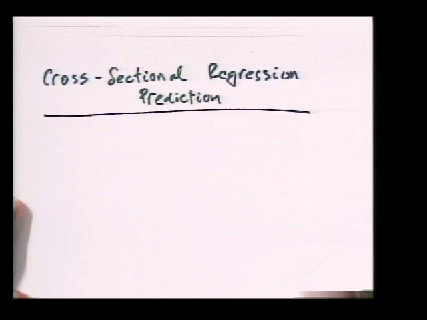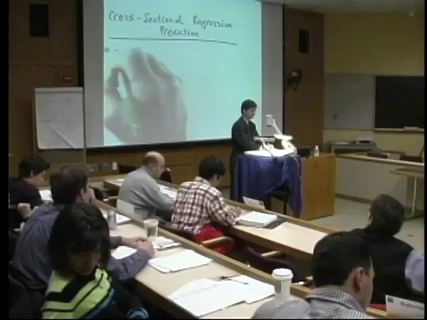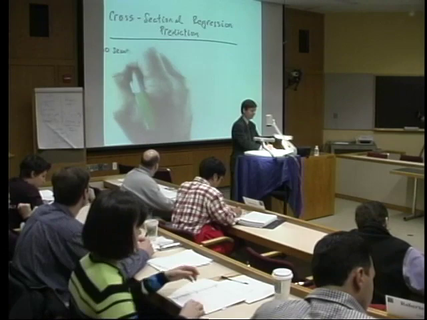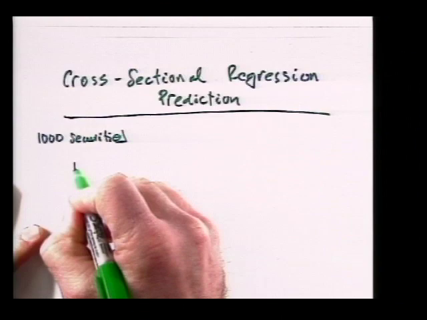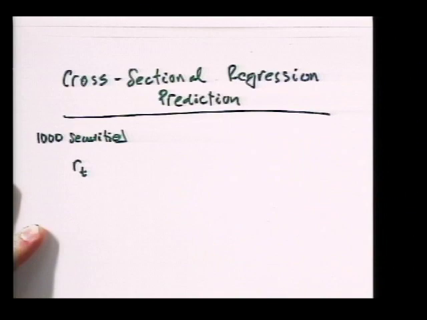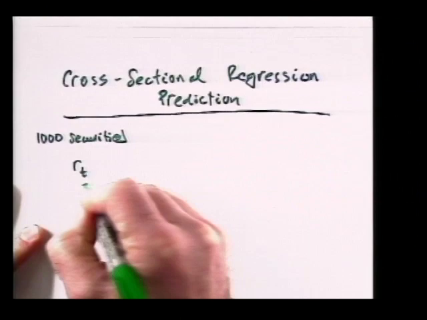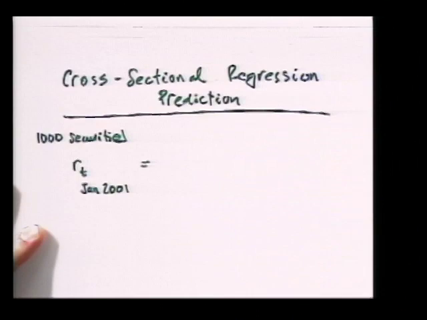This is very similar to what we did last time. Except now we're going to have a broad universe of securities. So suppose the market has, let's keep it simple, 1,000 securities. Raw materials that we're working with. What we're going to do is run a regression where we'll have at time t 1,000 different returns. If I use the same dates here, these could be in January 2001. And we're going to have a number of predictor variables on the right-hand side, 1,000 each matched to the firm.